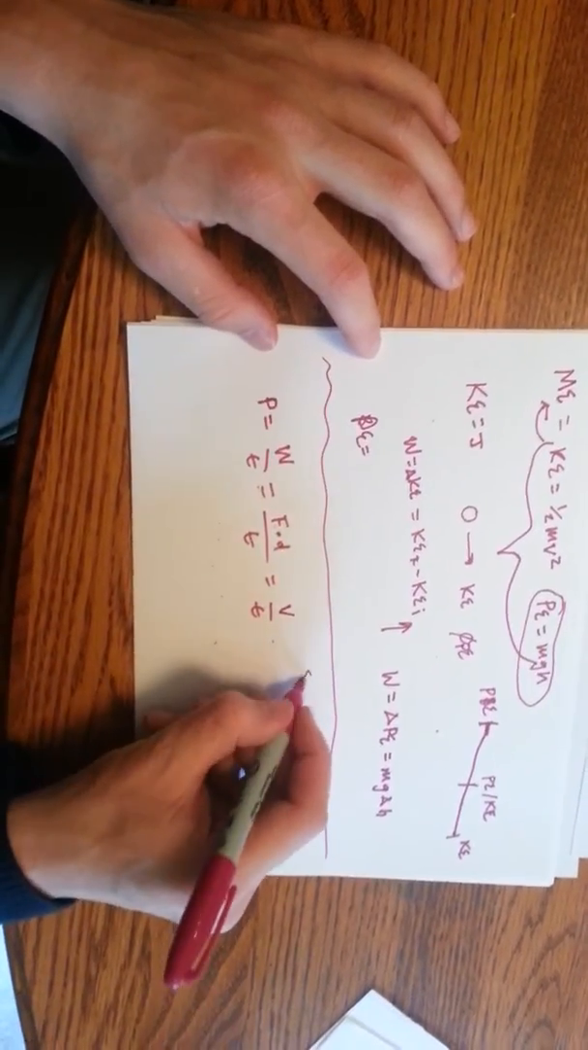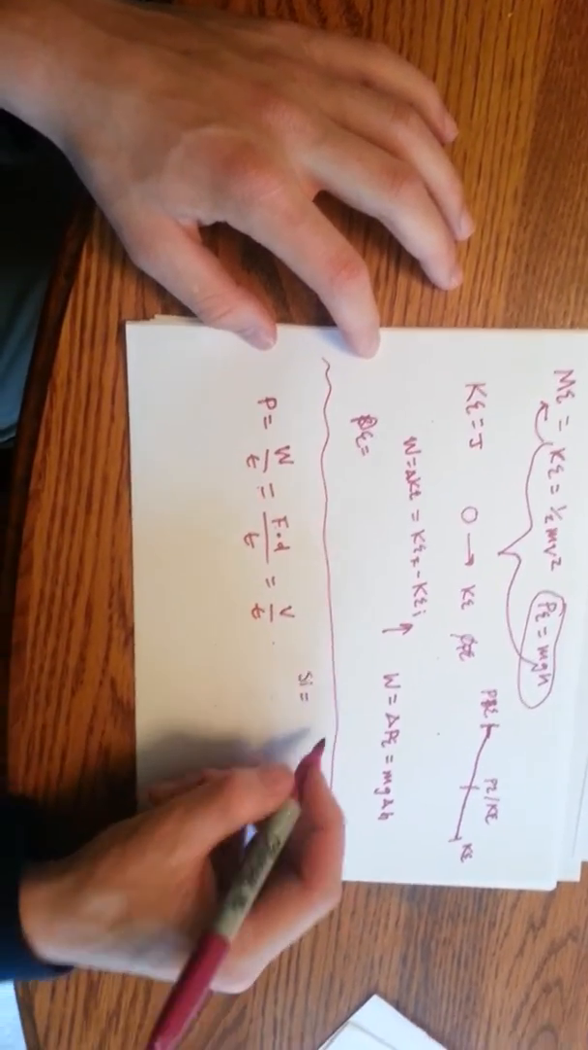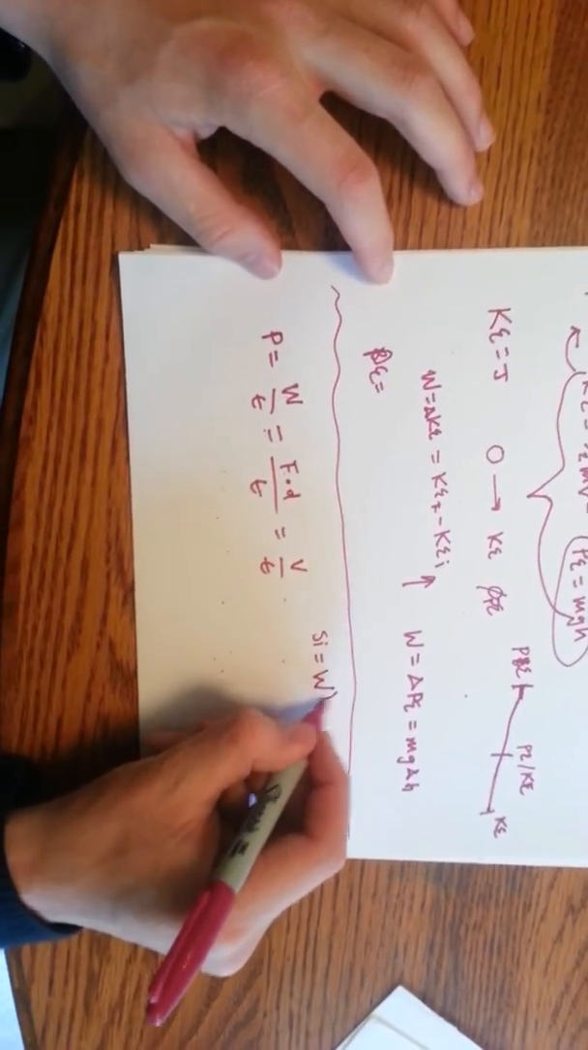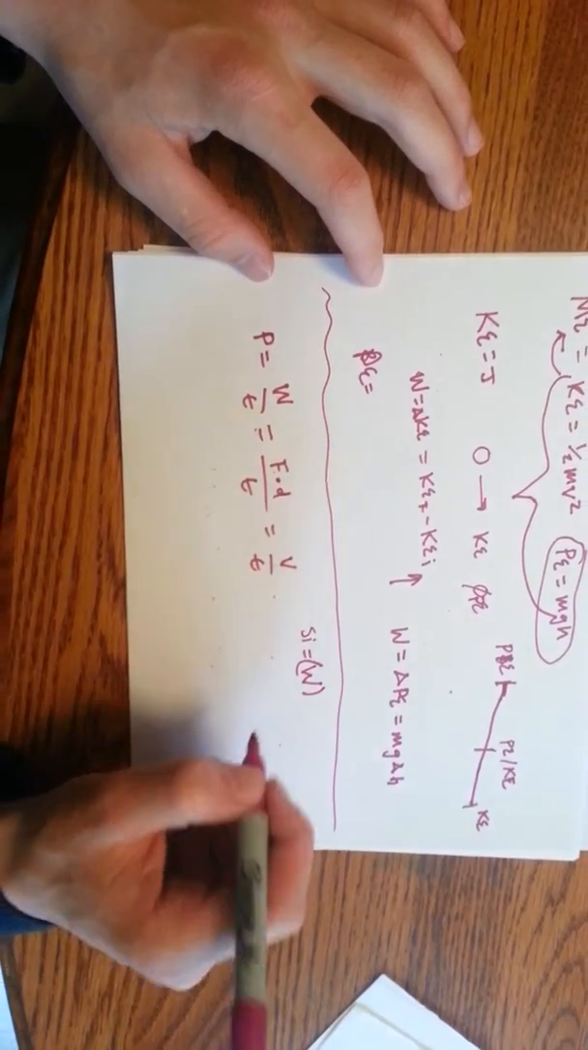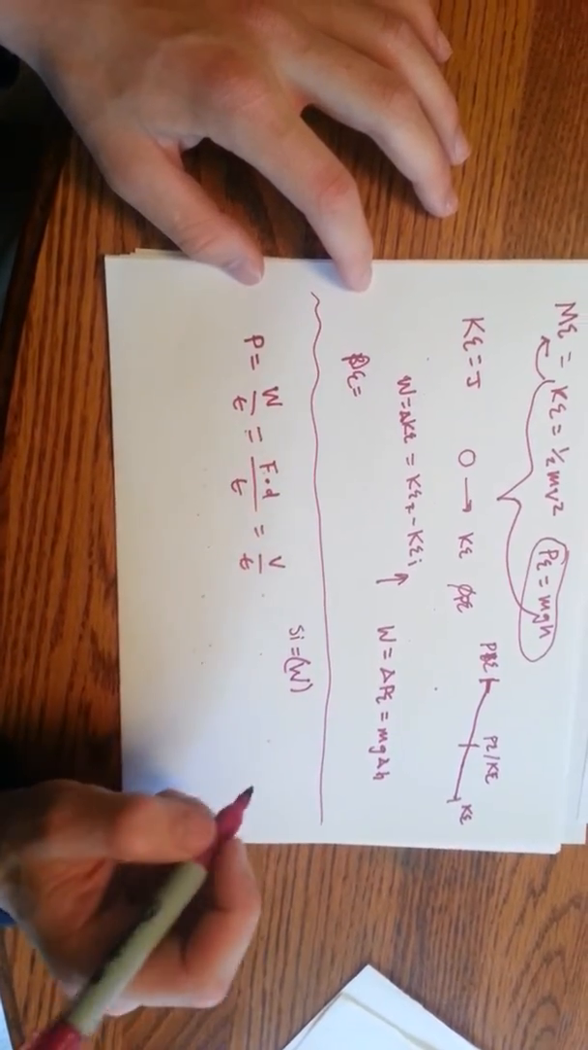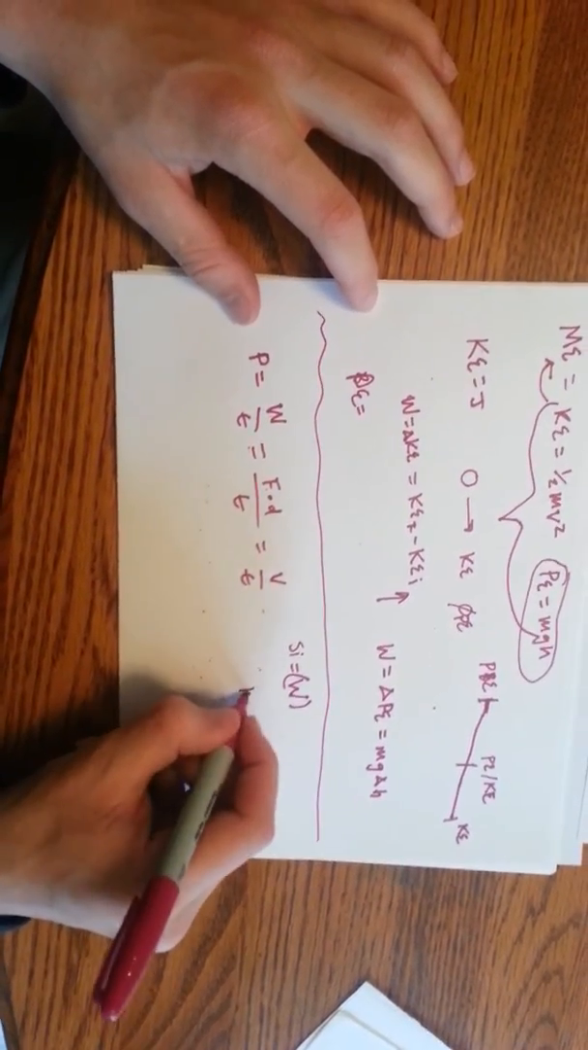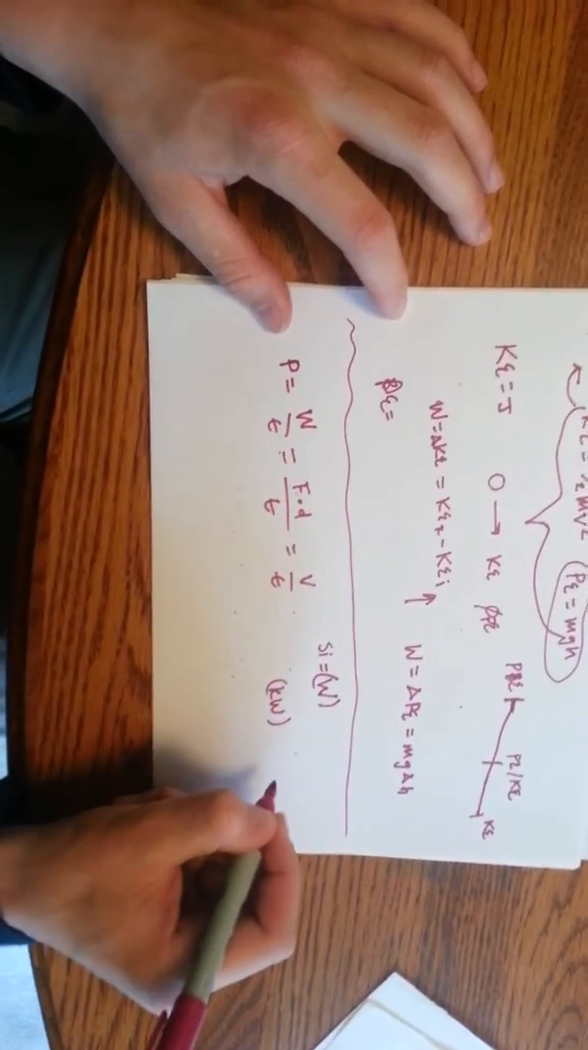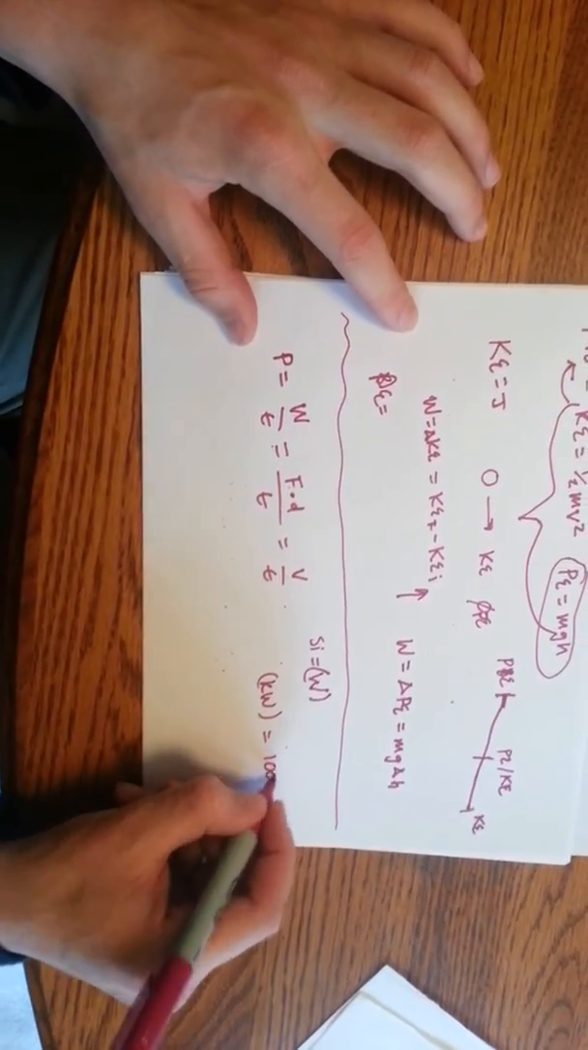The SI unit of power is a watt, so uppercase W. Power is a scalar quantity. Power is often measured in kilowatts. A kilowatt equals 1,000 watts.